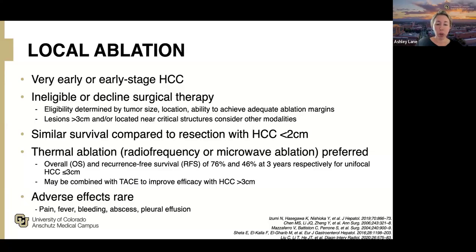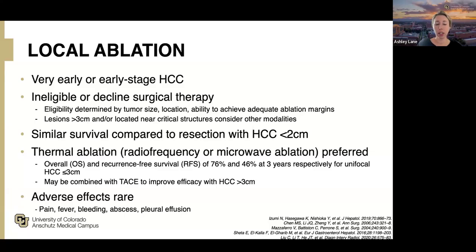So the overall survival and recurrence-free survival for those therapies are 76 and 46% respectively at 3 years for lesions less than or equal to 3 centimeters. You will sometimes see us combining that with transarterial therapies, which we'll talk about. So TACE to improve the efficacy in large lesions. So sometimes we do TACE followed by ablations to treat those cancers.